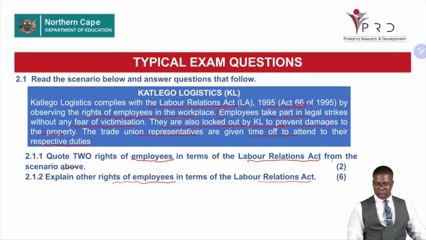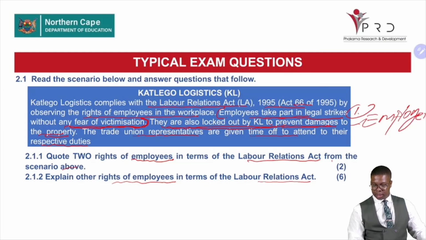We know that one of the employee's rights is to take part in legal strikes without any fear of victimization. That's quotation number 1. This is the first correct answer. But when they say they are also locked out by Katlego Logistics to prevent damages to the property, then this is not an employee's right, but this becomes the employer's right. So this is the employer's right.